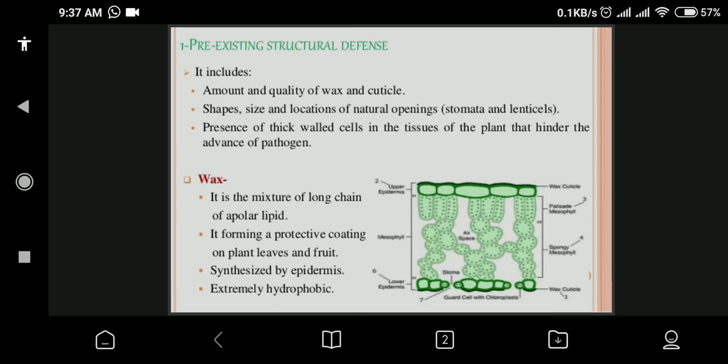It is coated by wax. Wax is a mixture of long chain, non-polar lipids, forming a protective coating on plant leaves and fruits, synthesized by the epidermis and excreted on its surface. It is extremely hydrophobic and does not allow water to adhere to its surface.